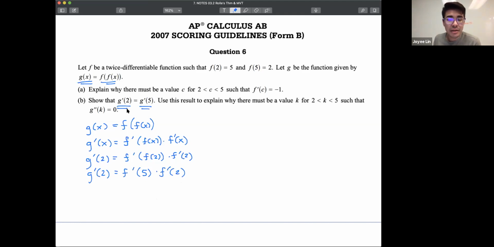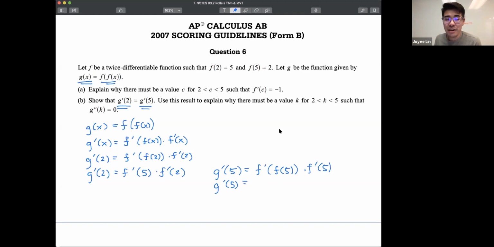And then we have, let's do g prime of 5. g prime of 5 is equal to f prime of f of 5 times f prime of 5. Haha, so they tried to trick me.